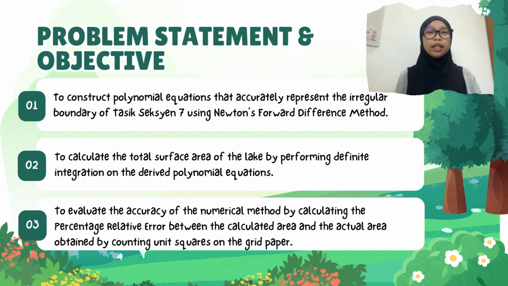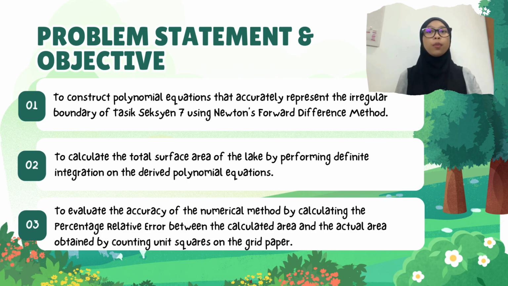Irregularity leads directly to our problem statement. While we can easily view the lake on Google Maps or a printed grid, these are essentially just static images. They do not provide us with a mathematical function that we can analyze or calculate. Without a defined function, we are unable to perform calculus operations to find the exact area.